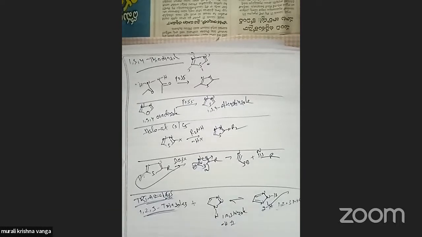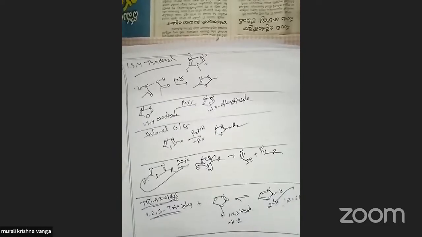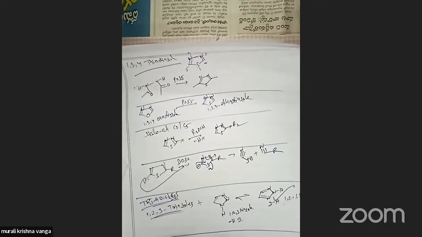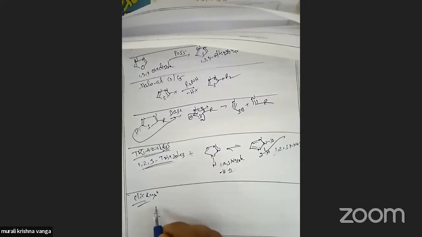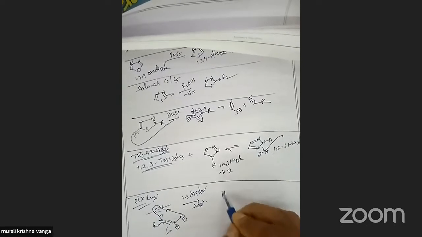Next, synthesis: the click reaction. When a triple bond reacts with azides, it undergoes 1,3-dipolar addition.